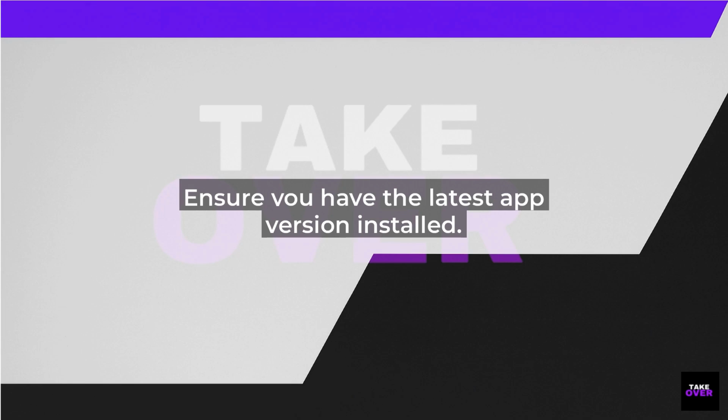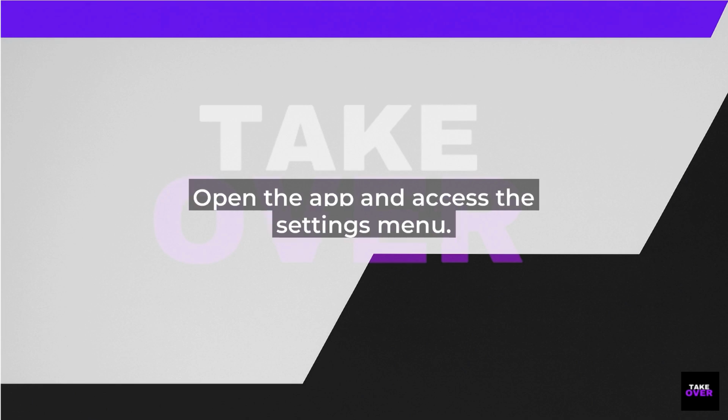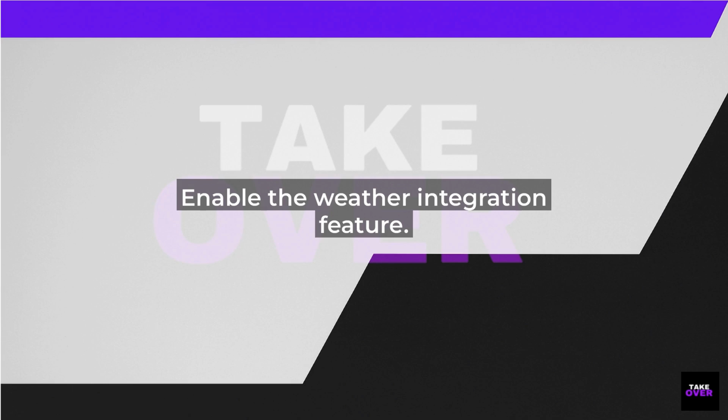First, ensure you have the latest version of Google Calendar installed on your device. Open the app and sign in with your Google account. This is crucial for accessing new features. Once you're in, tap the three horizontal lines in the top left corner to open the menu, then select Settings. Scroll down to the General or Add-ons section, where you'll find the Weather Integration option. Tap it and enable the feature.